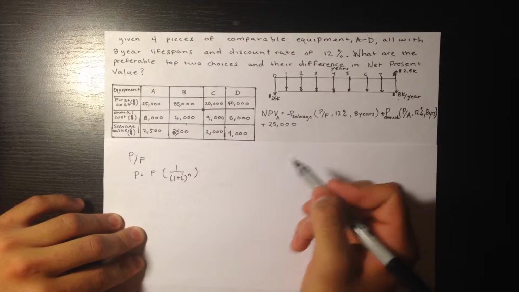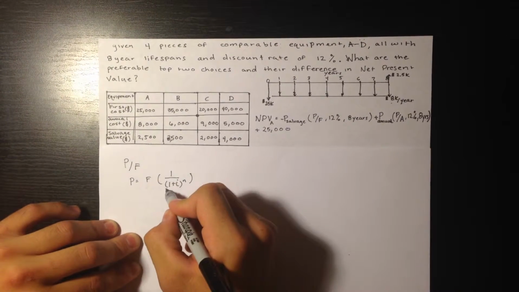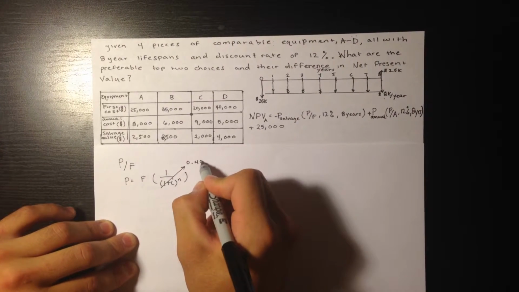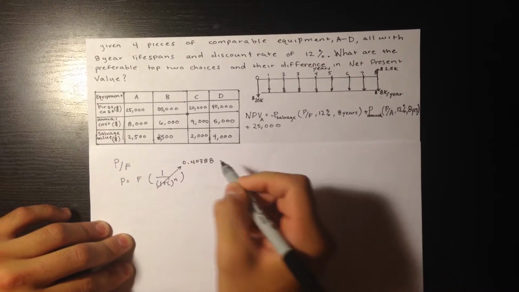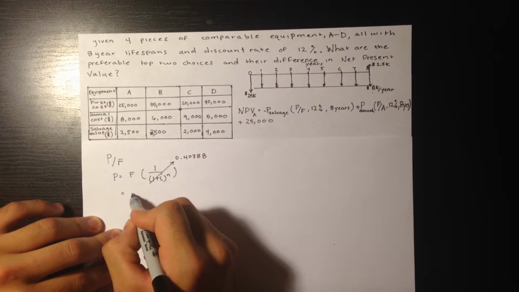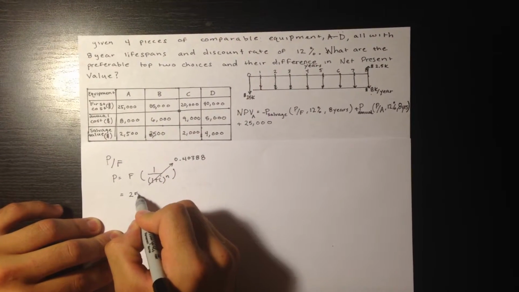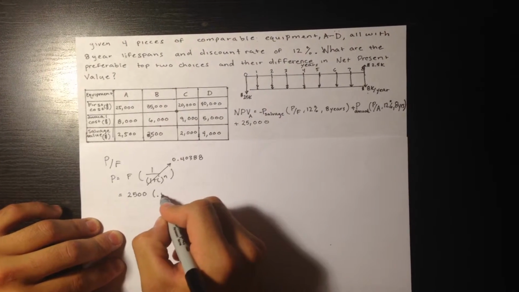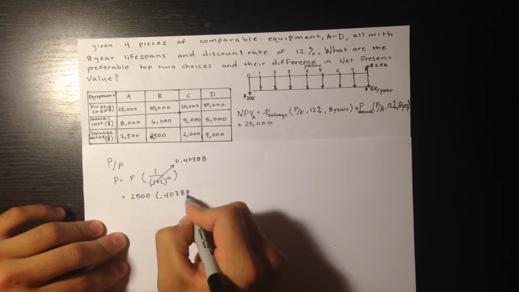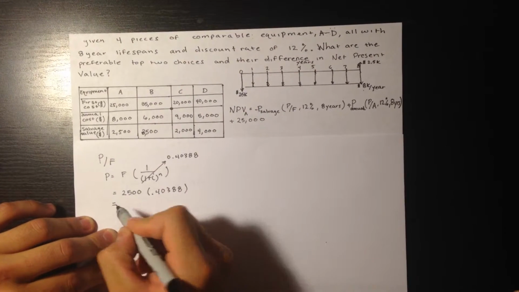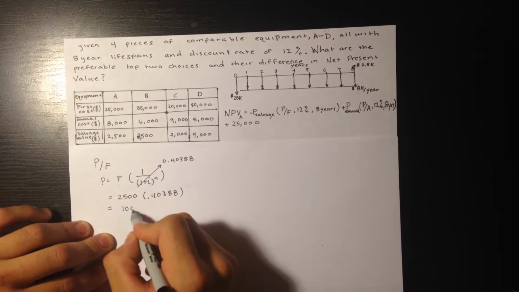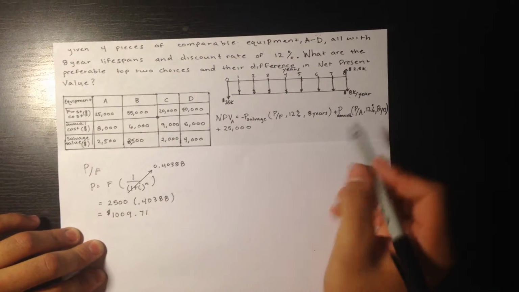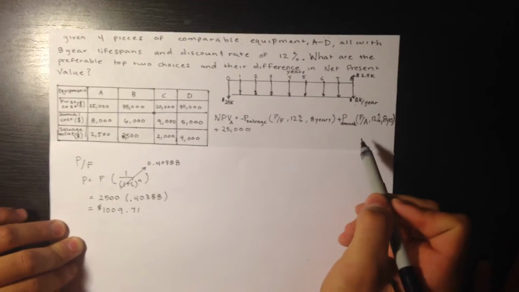And since it's in notational form and it's given as 12%, we can go ahead and look at the table, and this is given to us as a value of 0.40388. And so we can substitute these values in again for F, which would be $2,500, multiplied by this value, 0.40388, which will give us a total of $1,009.71.